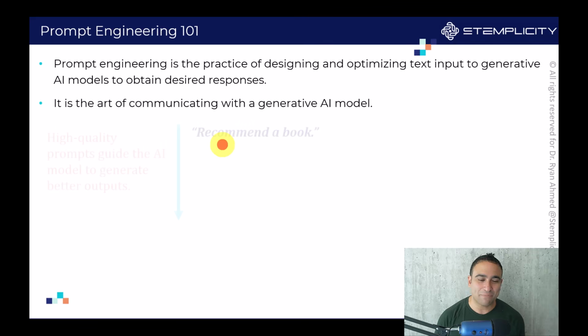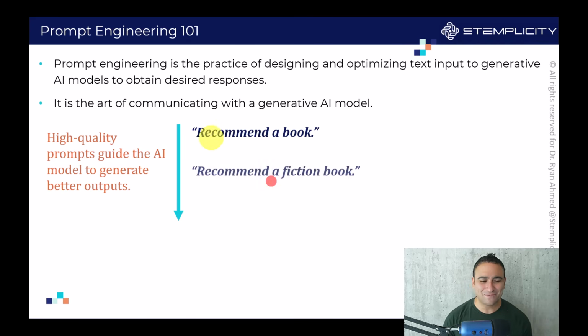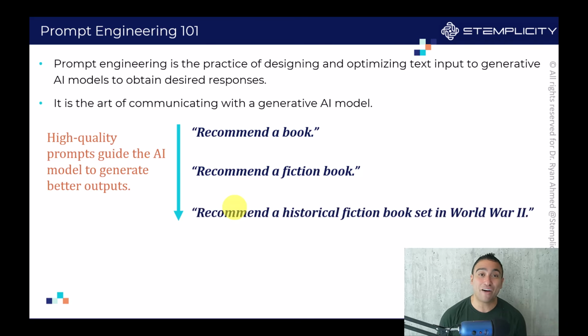Let me show you an example. What you could do, for example, here, you can ask these AI models to, let's say, recommend a book. You can make it slightly better, kind of, and less ambiguous. You can say recommend a fiction book, or you can even make it even better and refine the prompt. And you can say recommend a historical fiction book set in World War II. So what you see here is we started with a poor prompt, and then we are improving the prompt as we move along.